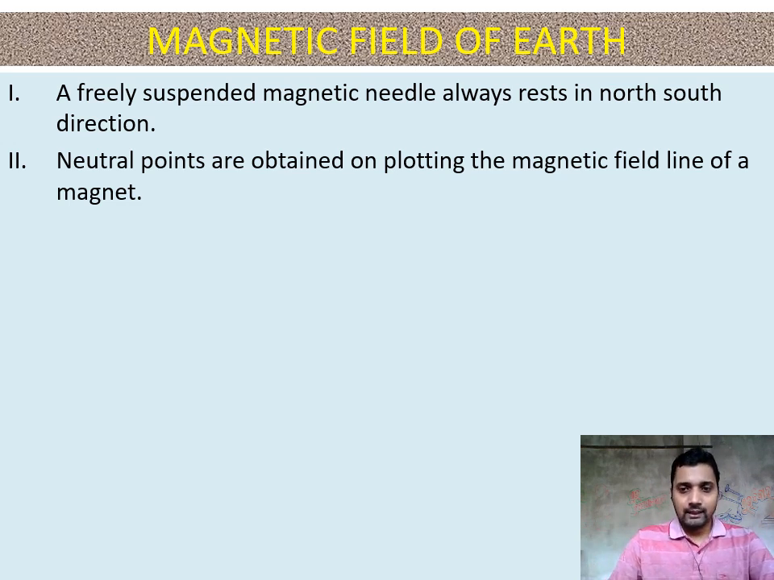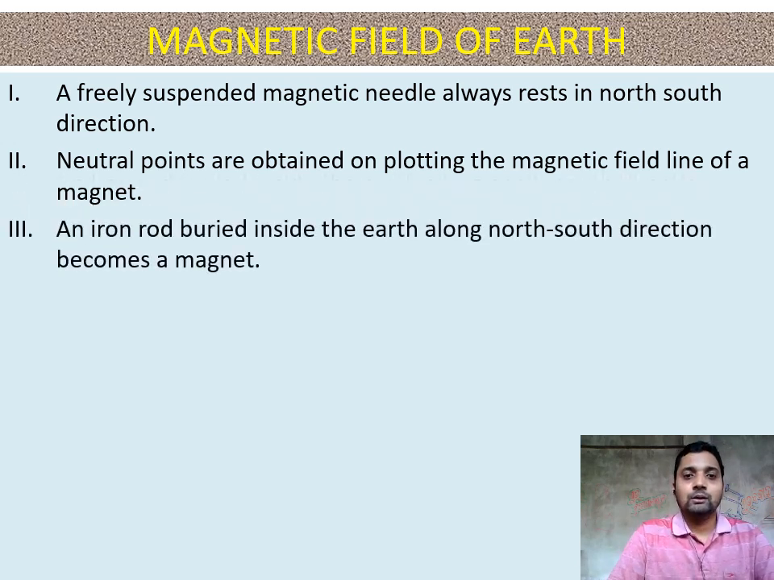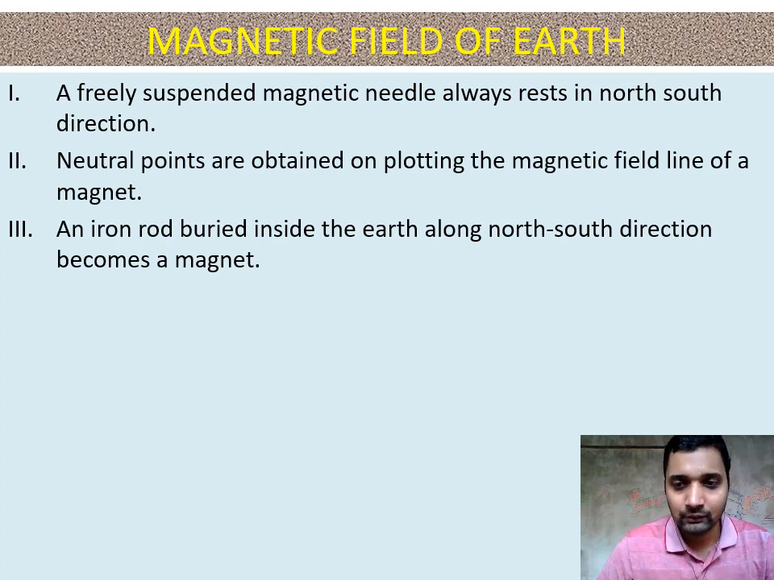That proves that Earth has the magnetic property. Third one, an iron piece: it will keep north-south. Any iron piece you can take, keep it north-south and keep it inside the soil for some time. Not one or two hours, you have to keep it inside for a long time. That part will behave like a magnet.